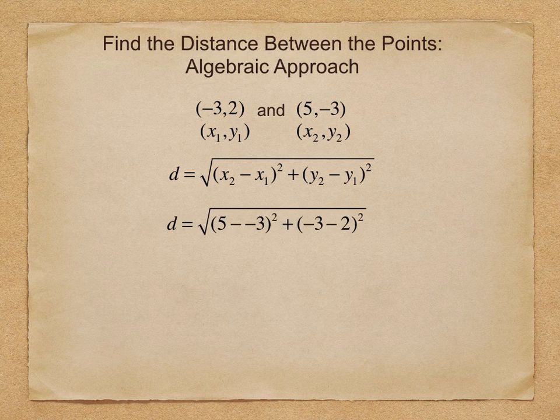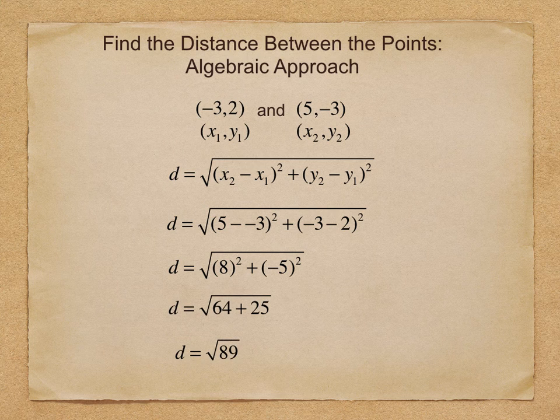So I substitute in my values carefully and I simplify inside the radical. And I'm getting the square root of 64 plus 25, which is the square root of 89. That is the same answer as the previous slide, but just using a formula instead of a graph paper approach.